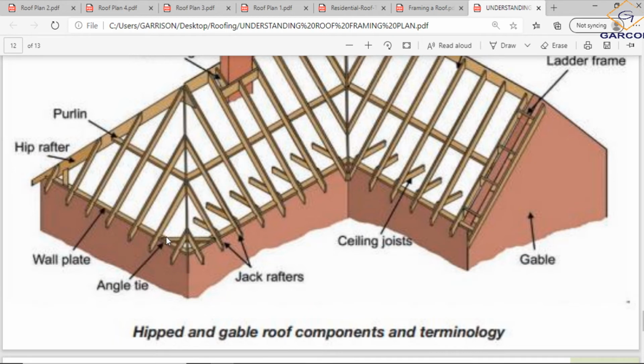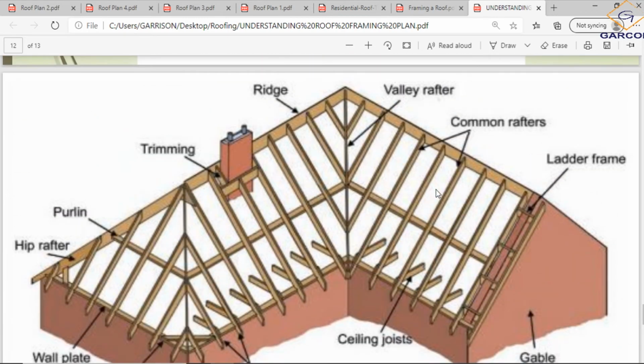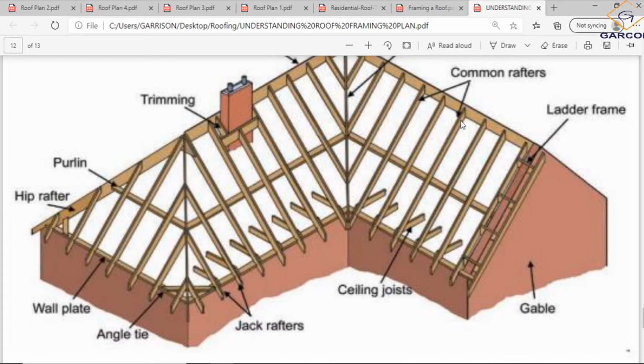Then we have this right here, so we tie the corner, we call it angle tie. You tie the corner of the wall plates. Hip and gable roof components and terminology. Alright, so ridge, going right round, center point. Hip rafters, purlin, a ladder, common rafters, jack rafters right here, one hip, angle tie, wall plate, going right around on top of the wall.